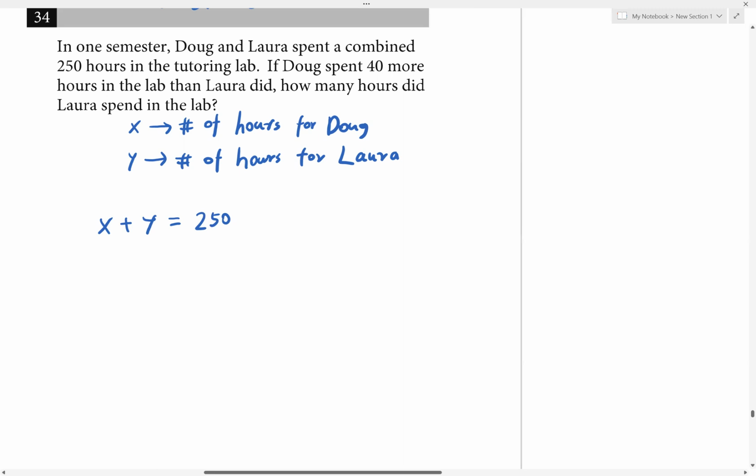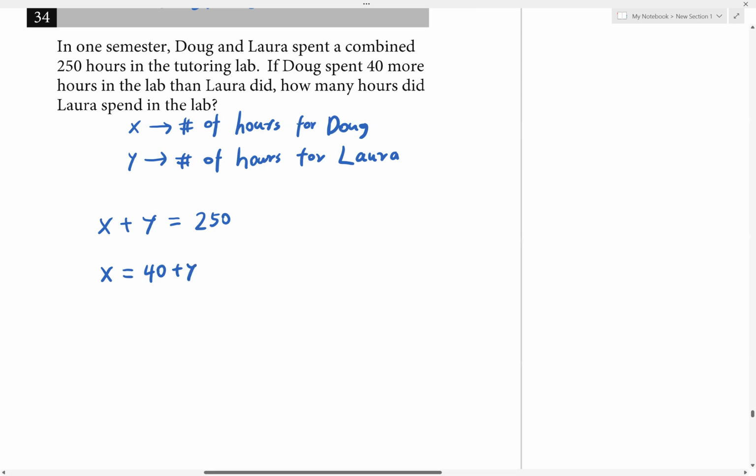Okay, and if Doug spent 40 more hours than Laura did, the second equation is a little bit tricky. We have to think about this. Doug spent 40 more hours than Laura, so Doug has a higher number, right? He spent a longer time. So that means x is bigger than y, so x is 40 more than y. So it's x equal to 40 plus y.